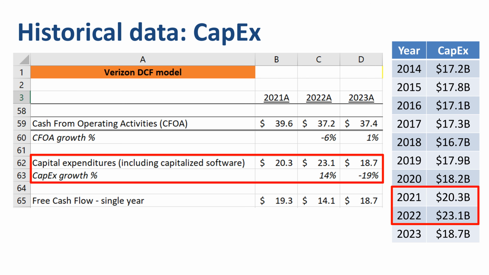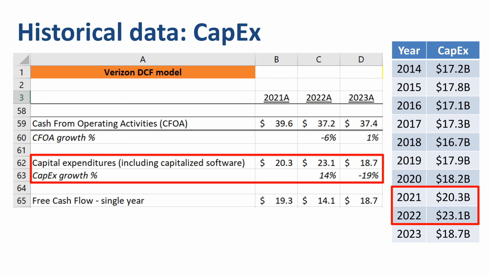If you dig into the investment spending, you will see that 2021 and 2022 were peak investment years for many US telecom companies due to the rollout of the 5G network. Given how much money is involved here and the direct impact of CapEx spending on free cash flow, it's important to dig deep here.